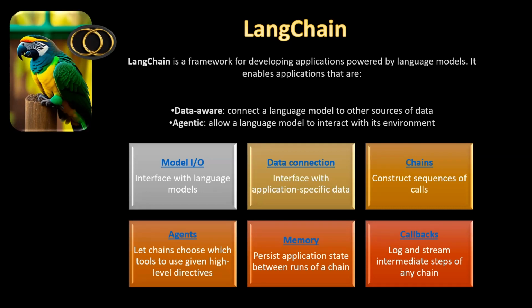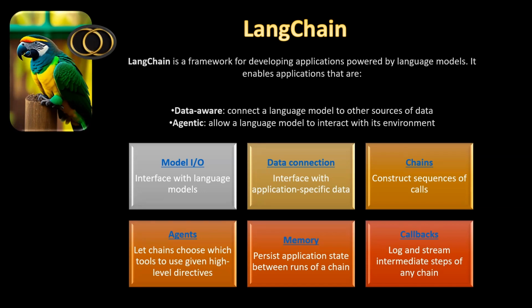Agentic. Agentic means it allows the large language model to interact with its environment. For example, after getting the result from the framework or LLM, you need to send a mail to the user. At that time it has to interact with its environment. Or you need to connect to other different systems. So basically, agentic means it will have agents to do other activities apart from the LLM activities.